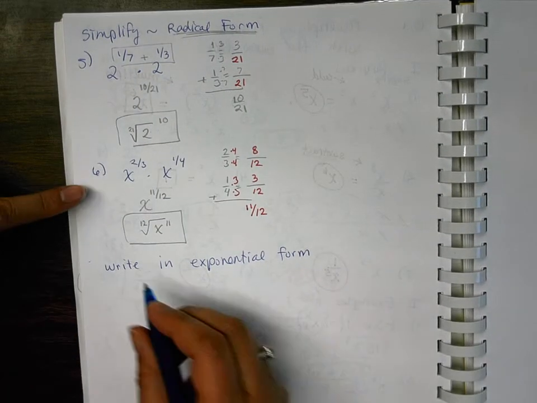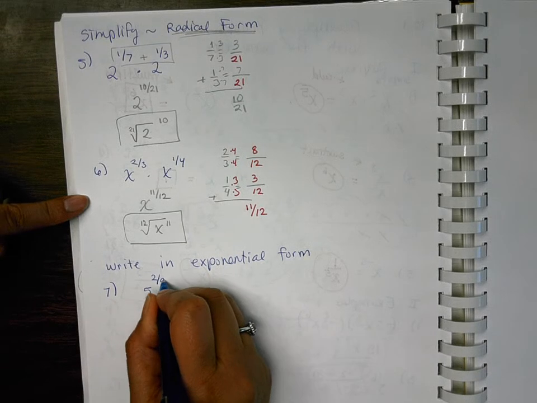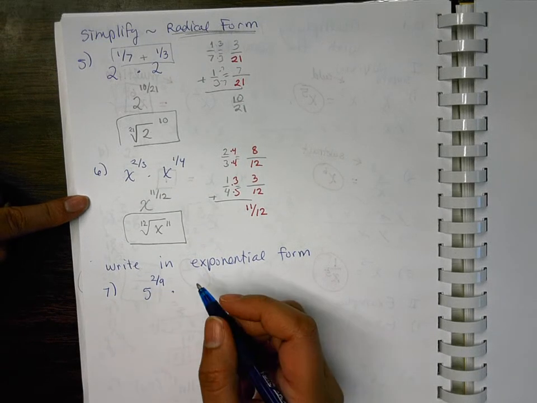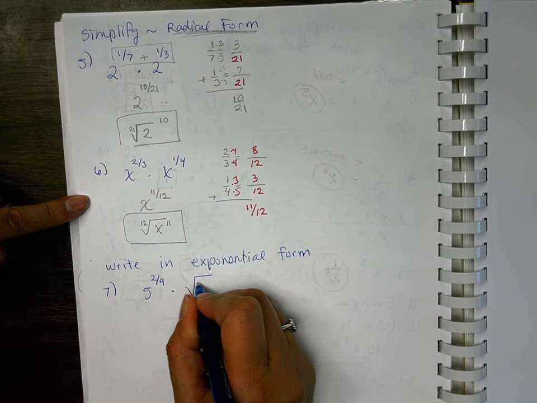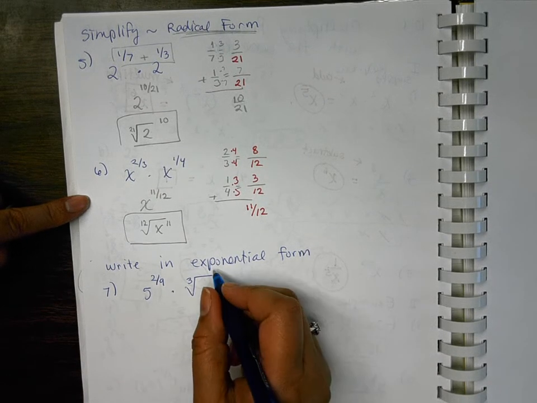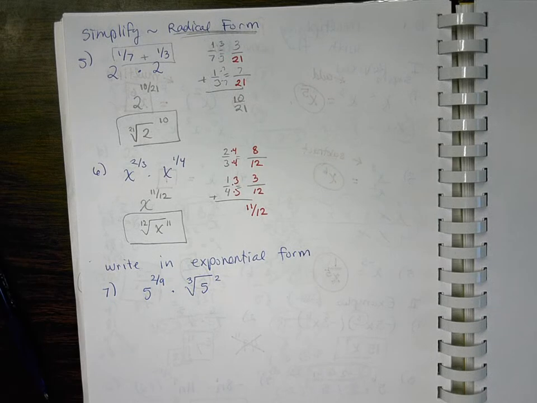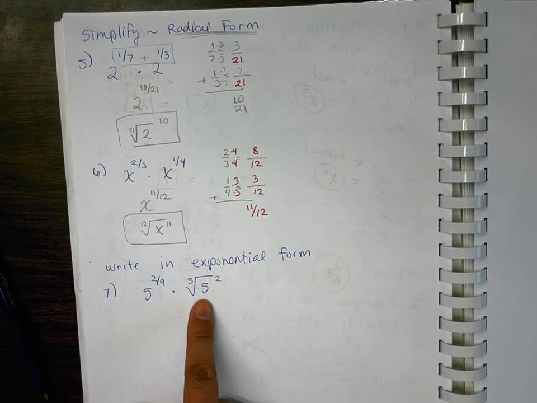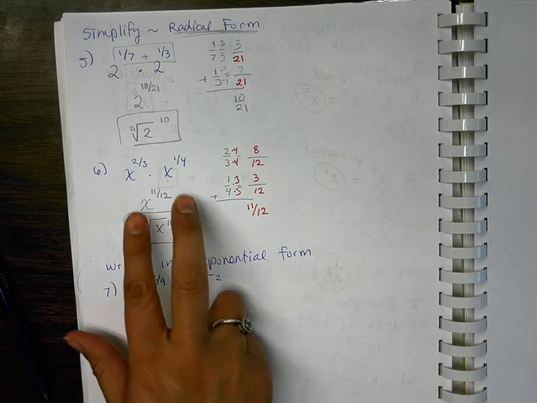All right. Number 7. 5 to the 2/9 times the cube root of 5 squared. All right, this is different because we're going to leave it in exponential form, but there's one other difference with this second one here. What's different about it? Radical. Okay, I want to be able to add the exponents.